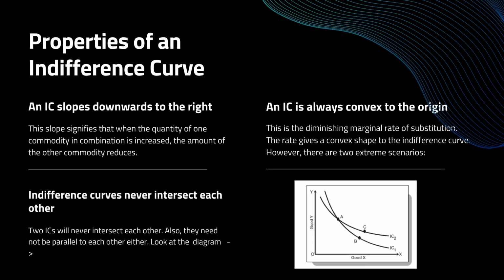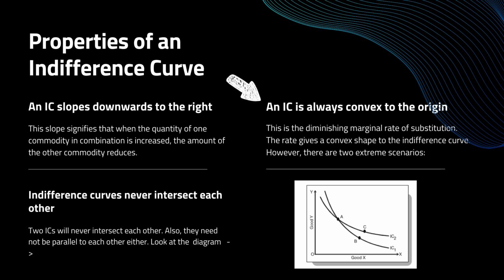And next we will move on to the properties of an indifference curve, or IC. And here are the properties of an indifference curve. First, an IC slopes downwards to the right. This slope signifies that when the quantity of one commodity in the combination is increased, the amount of the other commodity reduces. This is essential for the level of satisfaction to remain the same on an indifference curve.